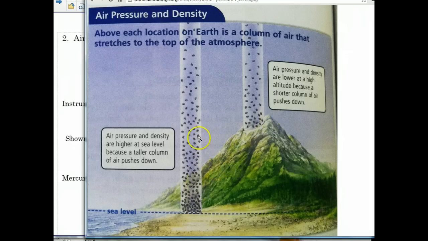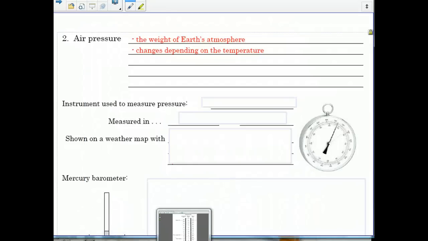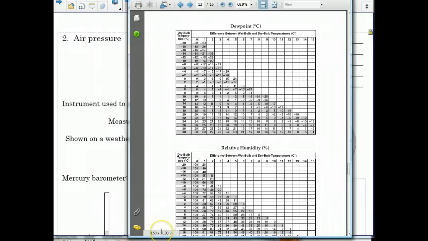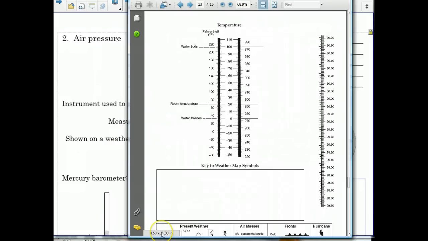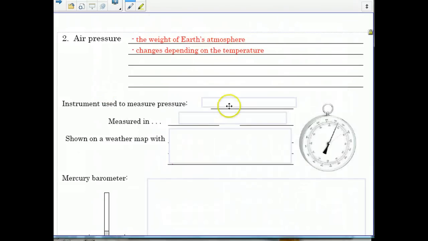But as you get higher and higher, there's fewer molecules, less pressure pushing down on you, and so the air pressure goes down as you go up in the atmosphere. And that was one of the things that we saw in the reference table. If we go forward a page, right here, air pressure goes down as you go up. So as you go up in the atmosphere, the air pressure goes down because there's fewer molecules pushing down on you, sitting on top of you.